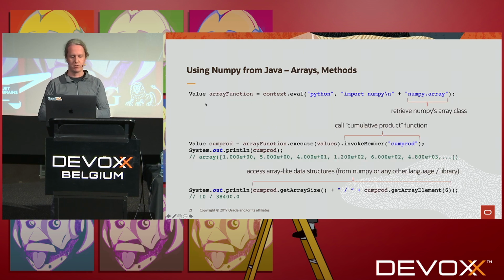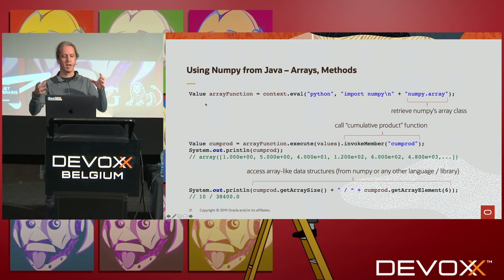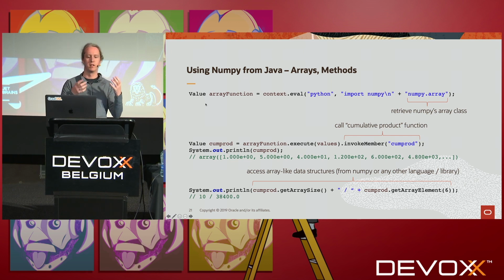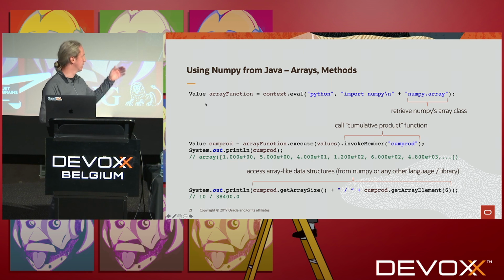And this also works very naturally for the most important data type in NumPy, the array class. So here, I'm just getting the array constructor from the Python environment. And again, I have it as a polyglot value in Java, and I can just execute it. And by that, I'm creating a NumPy array. And then I can use the members of this NumPy array class, like the cumulative product here. That is going to return me another NumPy array. I can print it. It uses the Python-specific syntax.